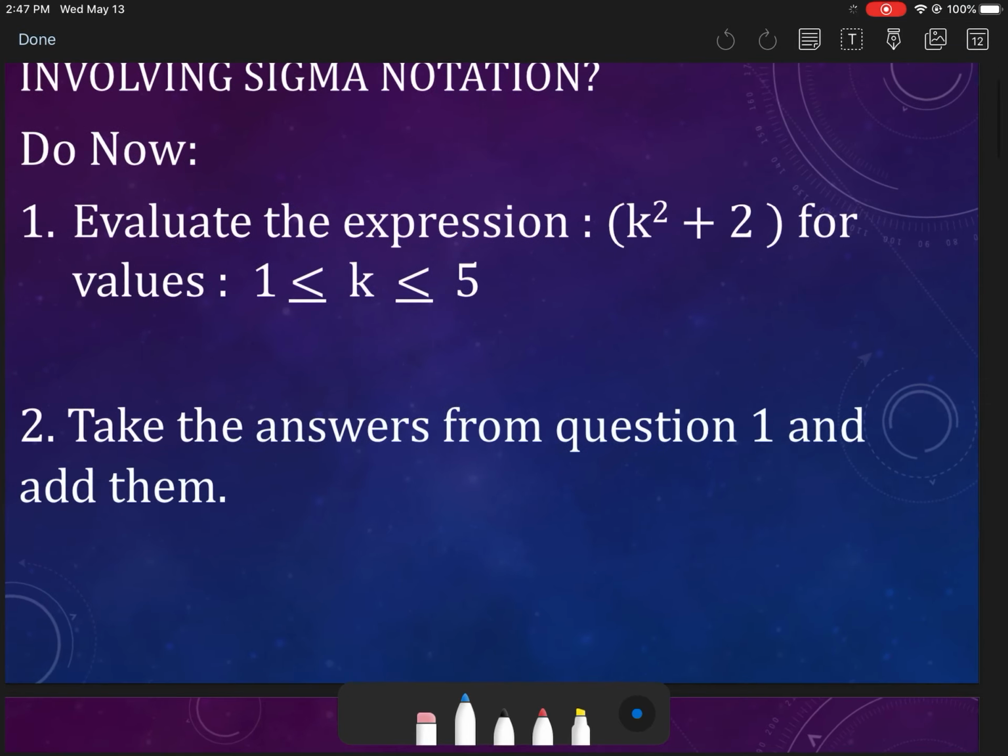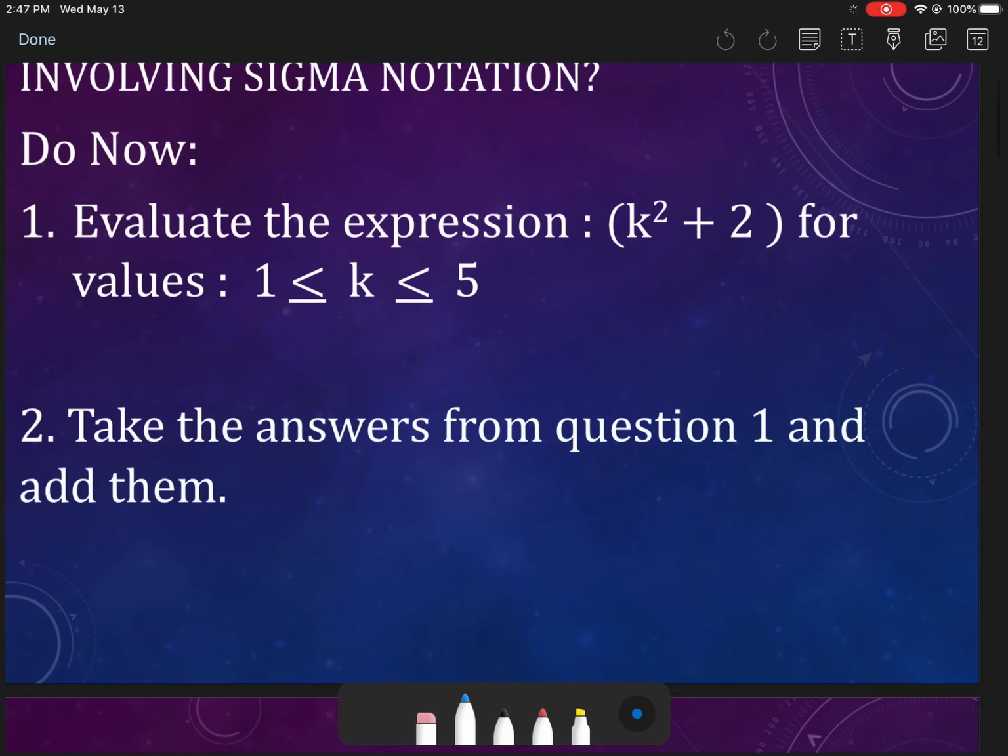1 squared is 1. 1 plus 2 gives us 3. Okay, the next one is 2. 2 squared is 4. Plus 2 is 6. 3 squared is 9. 9 plus 2 is 11. 4 squared is 16. Plus 2 is 18. And 5 squared is 25. Plus 2 is 27.